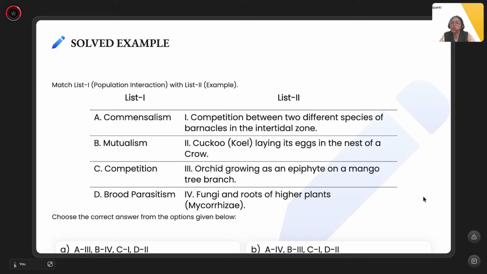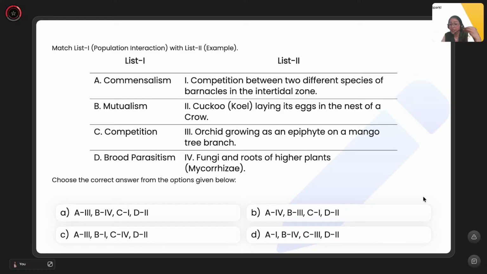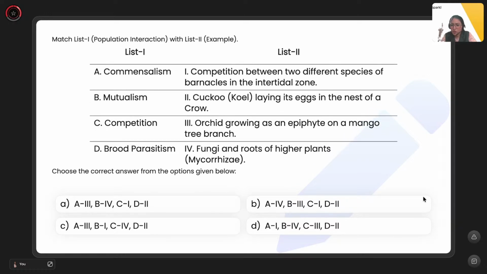So the next question here talks about population interaction, and every other year you see population interaction questions in your NEET exam. So in population interaction, beta, you can get questions on examples of commensalism, mutualism, predation, parasitism. Or a match the column type of question can come, as you can see on your screen right now. So try to solve this question.